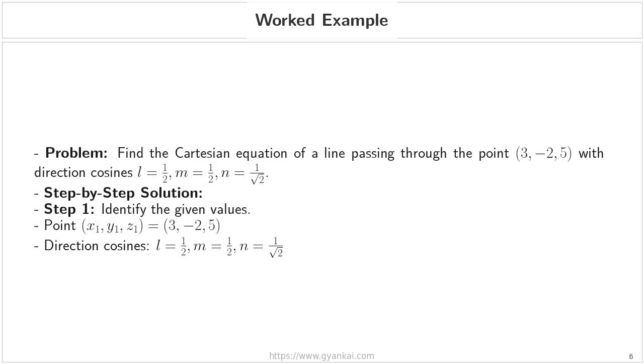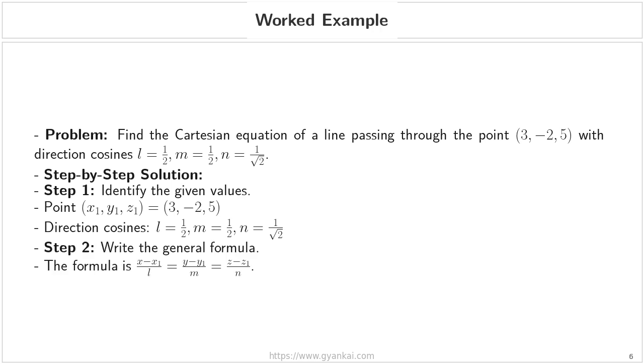To solve this, we will follow a clear 5-step process. First, step 1, we need to identify our given values. From the problem statement, we can see that our fixed point, which we call x1, y1, z1, is 3, -2, 5. And our direction cosines, L, M, and N, are 1/2, 1/2, and 1 over the square root of 2. Second, step 2, we recall the general formula we discussed in the previous slides. The Cartesian form is the fraction of x minus x1 over L, which equals the fraction of y minus y1 over m, which equals the fraction of z minus z1 over n.